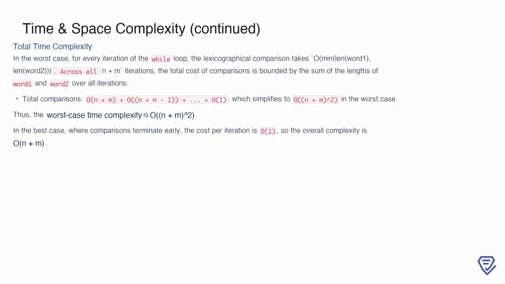However, in the best case, where comparisons often terminate early, the total cost per iteration becomes constant, or O(1), leading to an overall time complexity of O(n plus m). This distinction highlights how the algorithm's performance can vary depending on the input strings, but it is designed to optimize for efficiency under most circumstances.